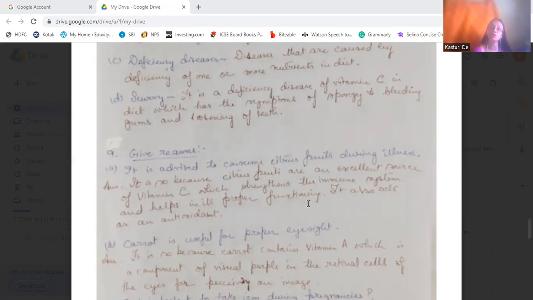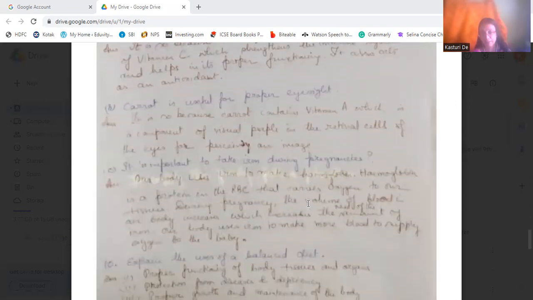Then carrot is useful for proper eyesight. Now carrot has vitamin A. Okay, and this vitamin A is a component of visual purple in the retinal cells of the eye, which helps in perceiving an image in the eye.